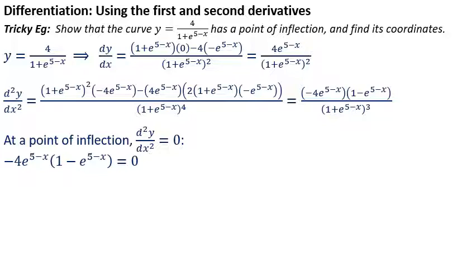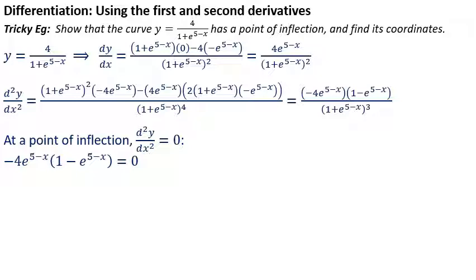So we set the second derivative to 0, and you'll notice straight away I've ignored the denominator. That's because if you've got a fraction that's equal to 0, the only way that can happen is if the numerator of that fraction is equal to 0. Now, part of this is something which can't be 0 anyway. E to the power of something is always non-negative and non-zero. It's always a positive value. So that can't be 0.